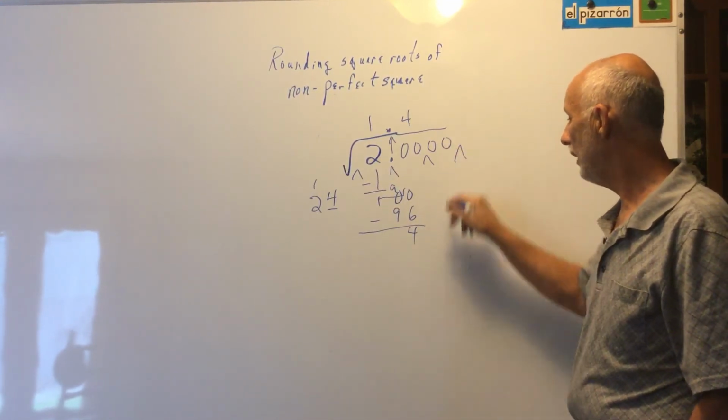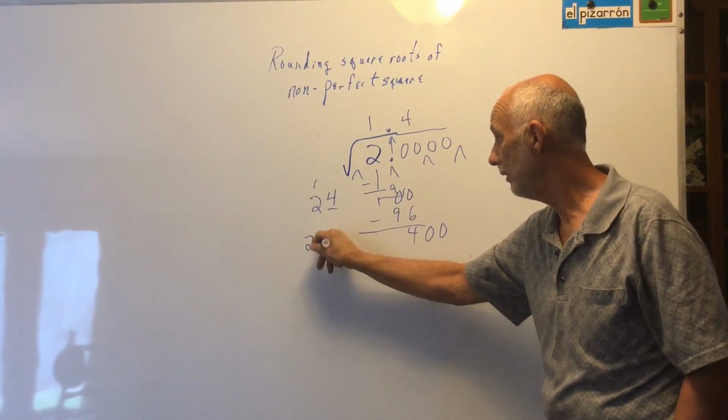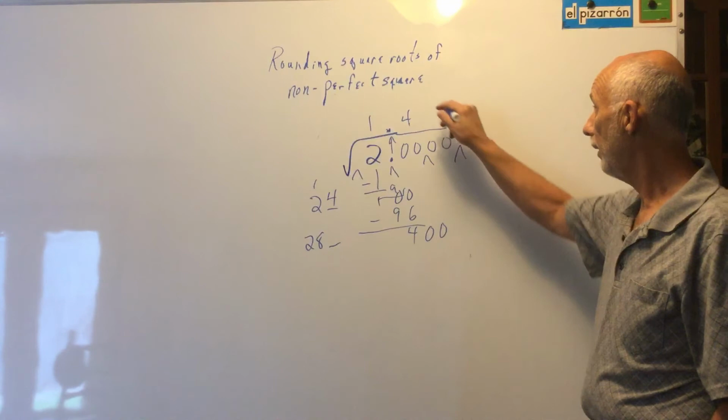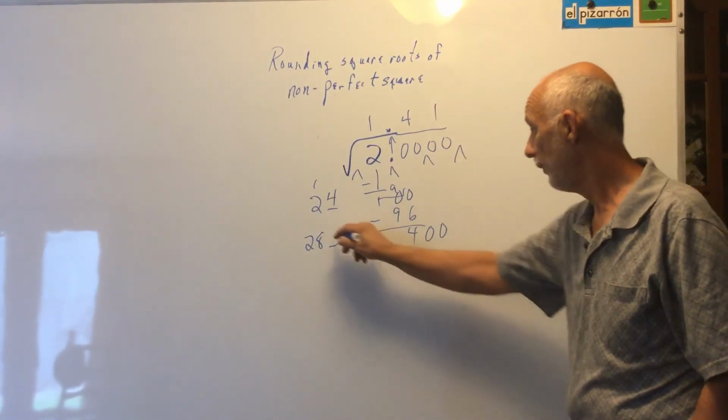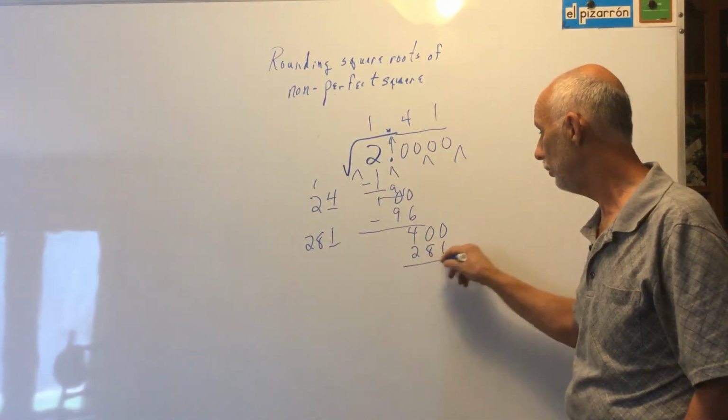And now I drop my next 2 zeros. I double 14 and get 28. And now I divide 2 into 4 goes exactly 2 times, so a better guess would be 1. 1 times 1 is 1, 1 times 8 is 8, 1 times 2 is 2.